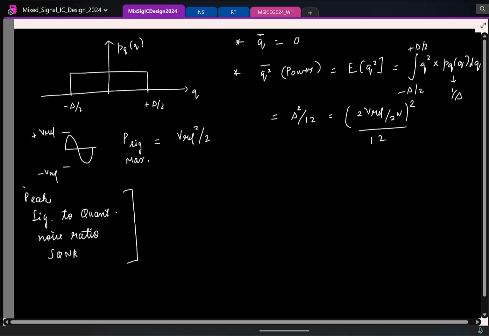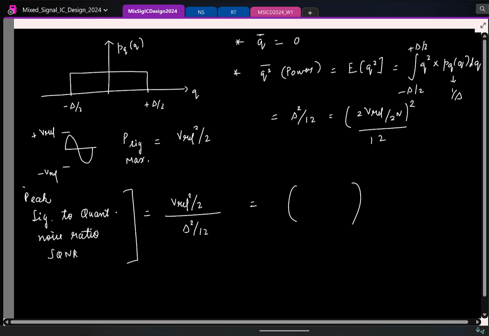Okay. So I can find this. My signal power is essentially Vref squared by 2. Noise power is delta squared by 12. It's simple algebra. I'll not do this; you work it out and you get something.